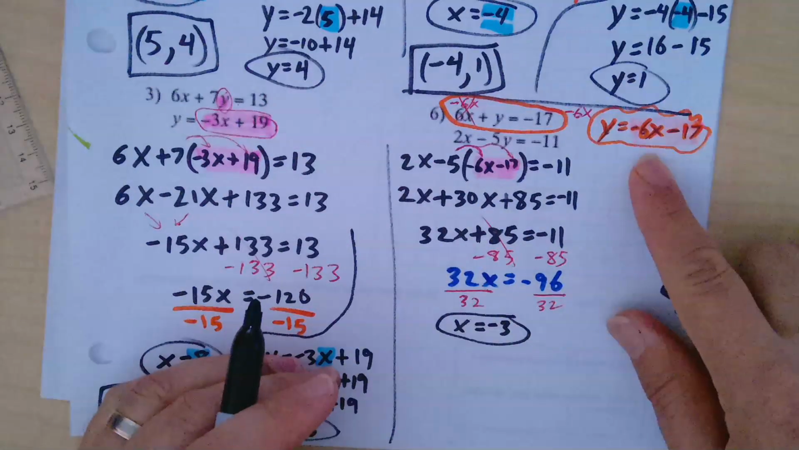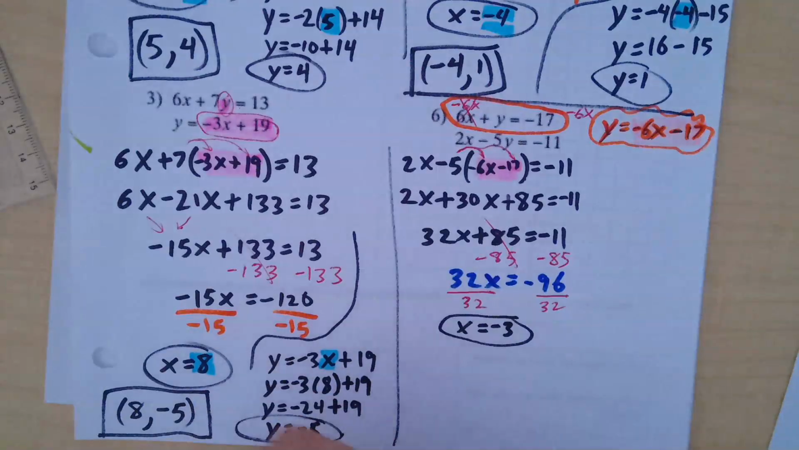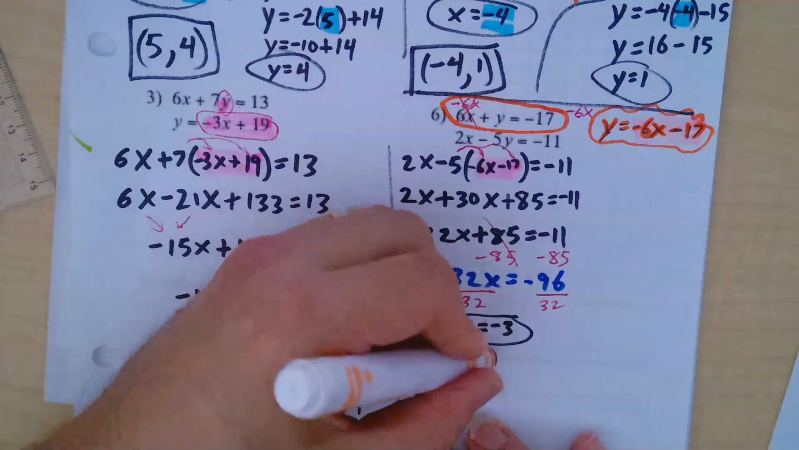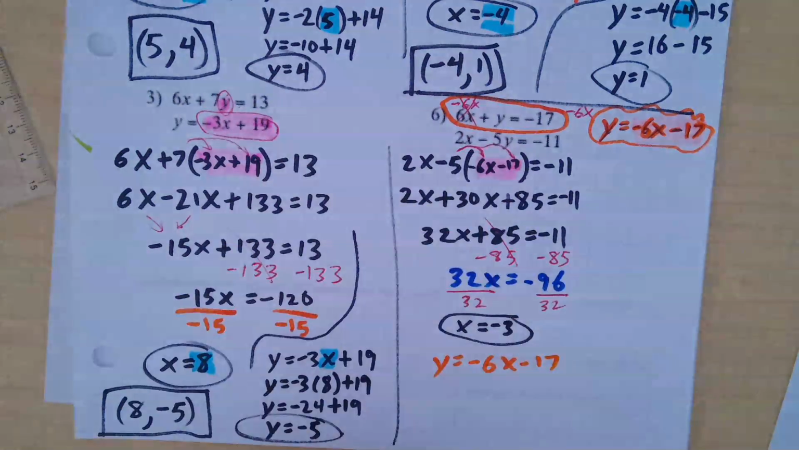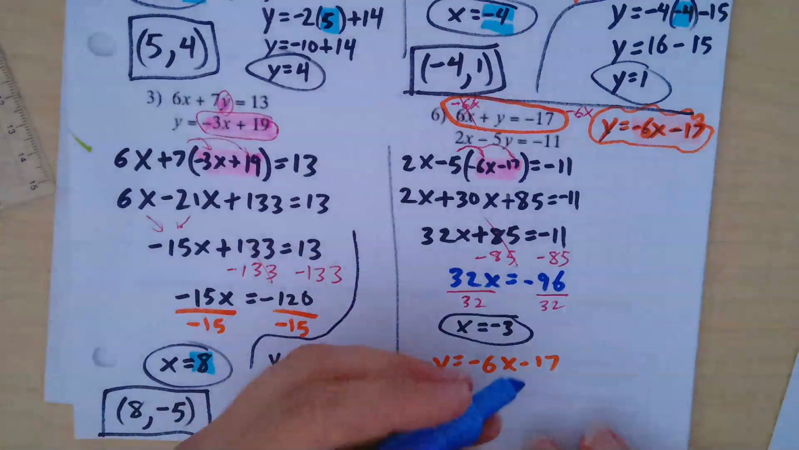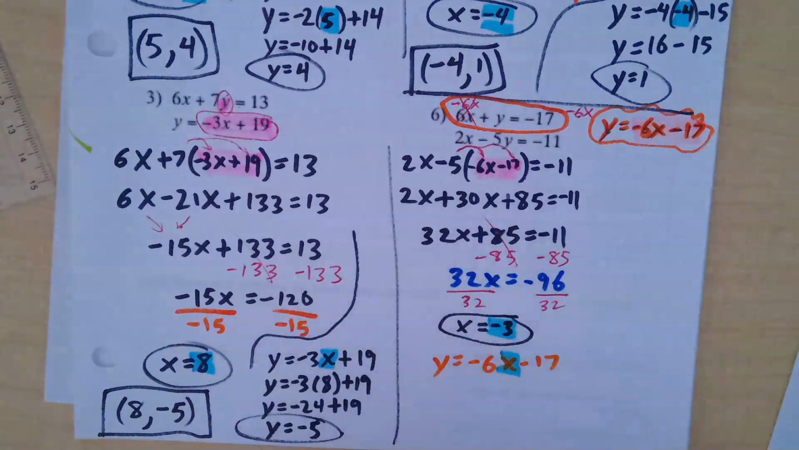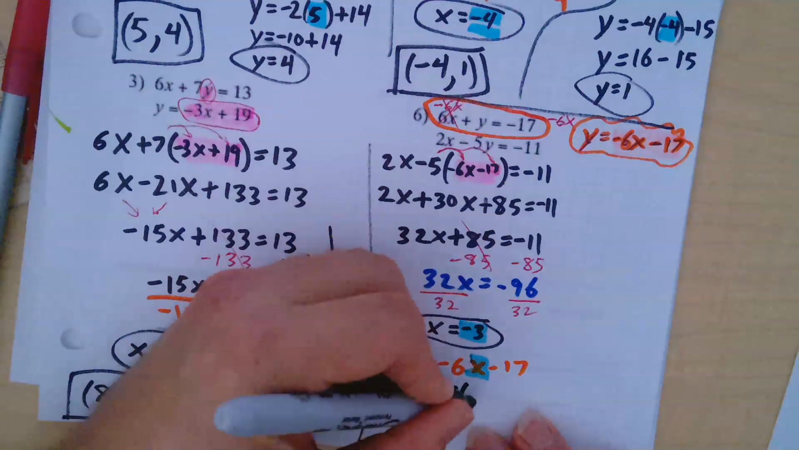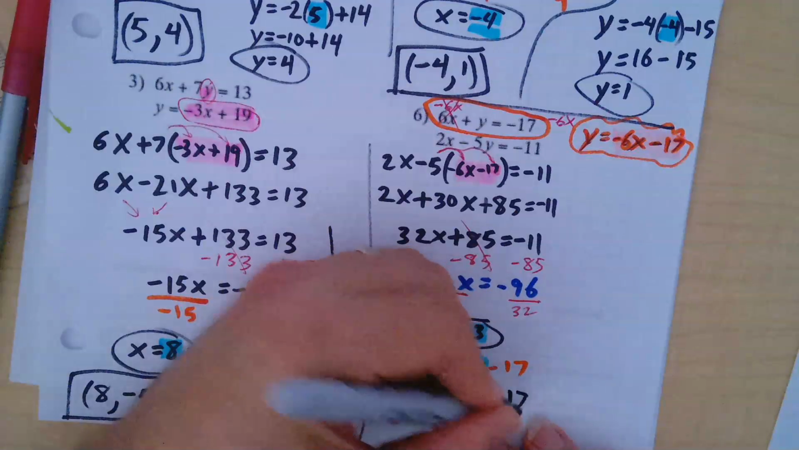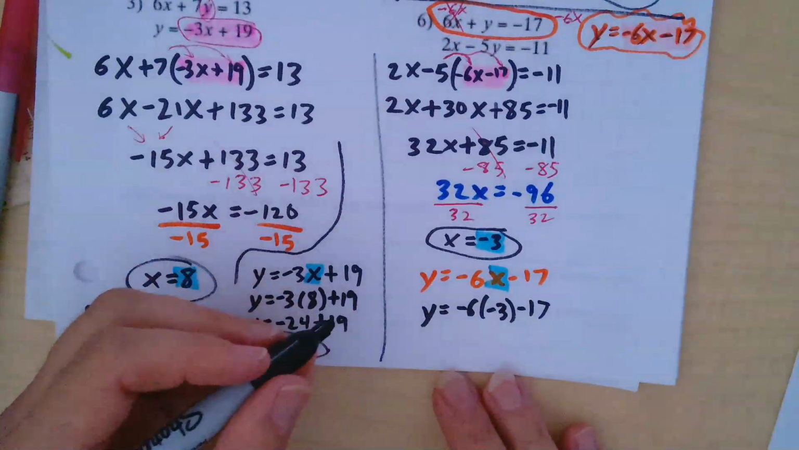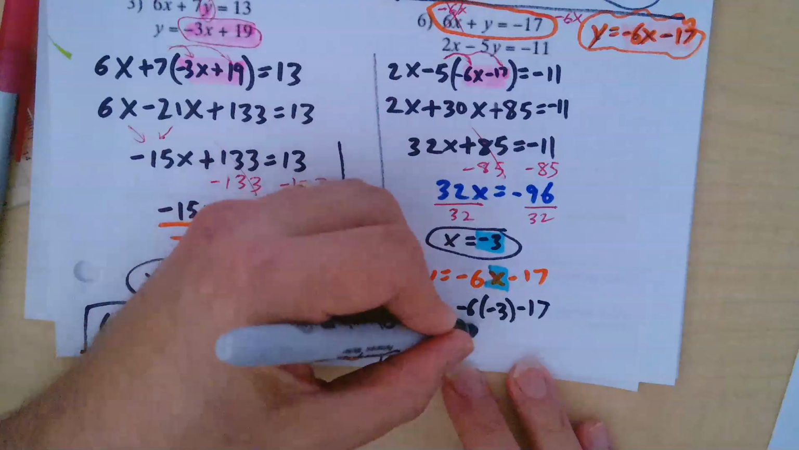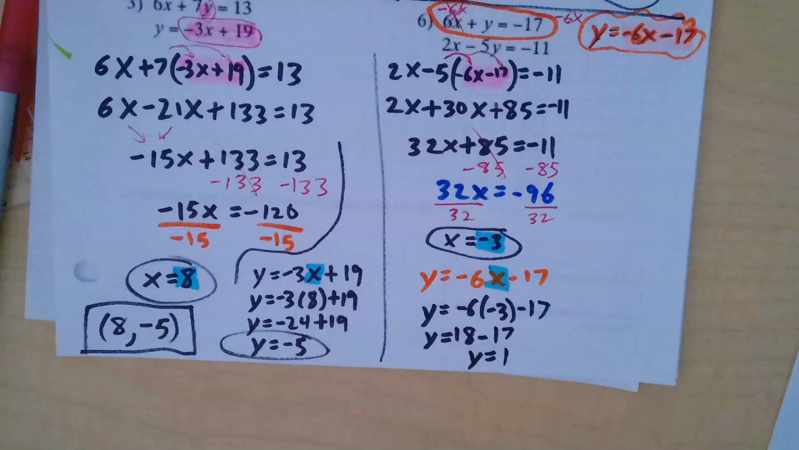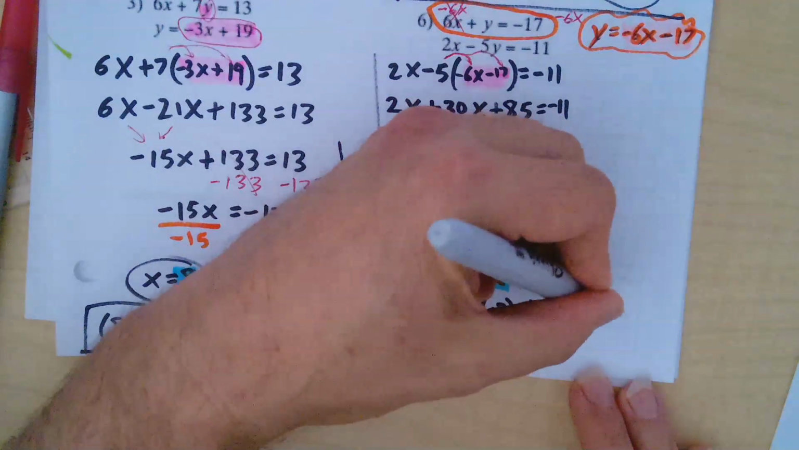Okay, and now I'm going to use this orange equation to find y. So using the orange equation, we know y equals negative 6x minus 17, right? So I'm going to replace the x with negative 3. So then I get y equals negative 6 times negative 3 minus 17. And so I get y equals positive 18 minus 17, so y equals 1. Okay, and so my solution is negative 3 comma 1.